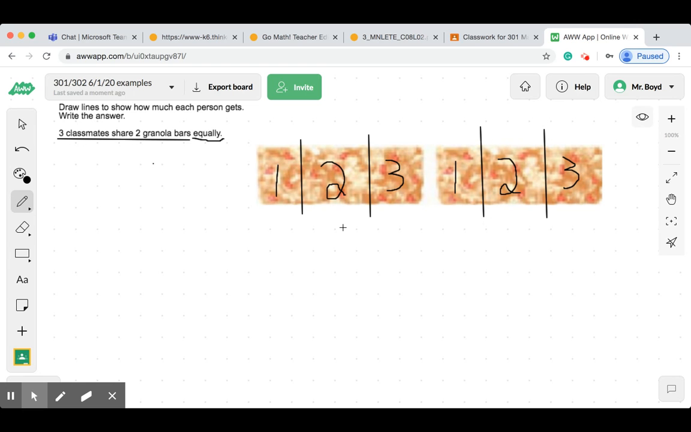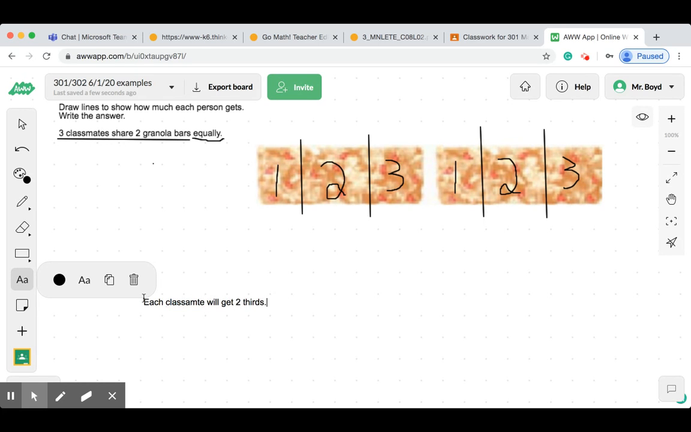So now I need to figure out, how can I write my answer? Well, I partitioned each granola bar into 3 equal pieces. And we know that when we're talking about 3 equal pieces in fractions, we are talking about thirds. So I know that classmate 1 gets 1/3 from here and 1/3 from here. That's 2/3. Classmate 2 gets 1/3 from the first granola bar, 1/3 from the second granola bar, that's 2/3. And classmate 3 gets 1/3 from the first granola bar and 1/3 from the second granola bar. That is also 2/3.